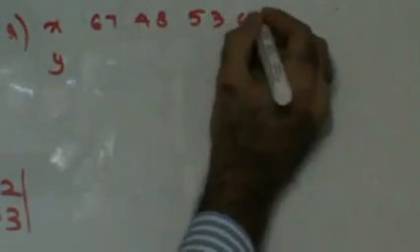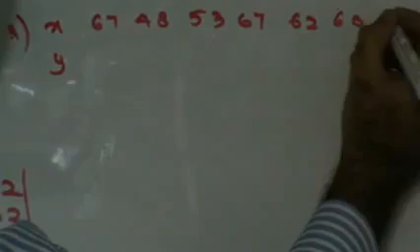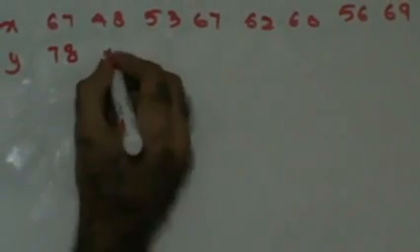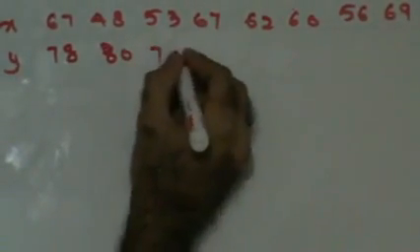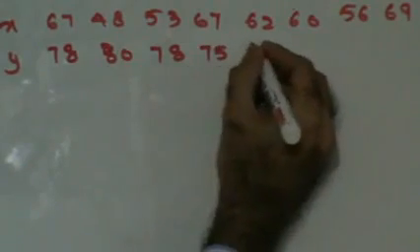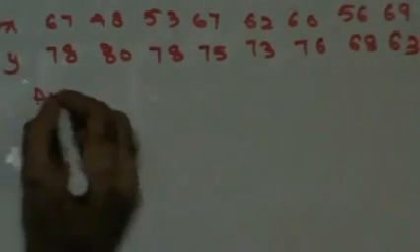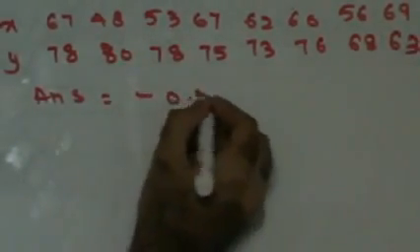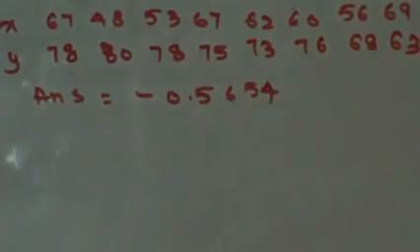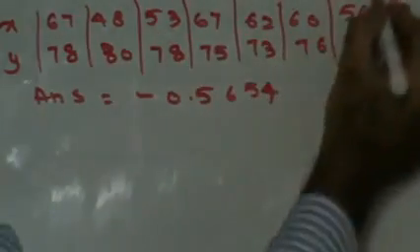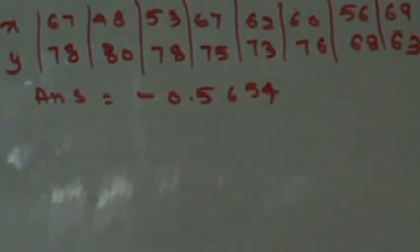Find rank correlation. X: 67, 48, 53, 67, 62, 60, 56, 69. Y: 78, 80, 78, 75, 73, 76, 68, 63. The answer for this sum should be negative 0.5654. That should be your rank correlation. Again, here you have repeated ranks, so you will have to make a repeated rank table.